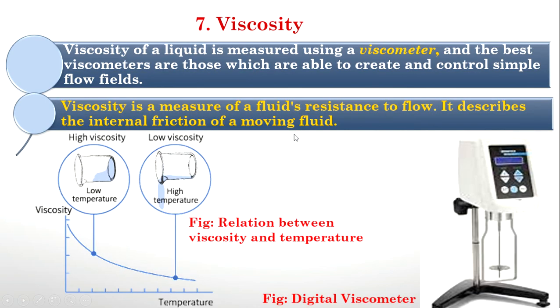And another important parameter is viscosity. Viscosity is measured by using a viscometer. We all know that viscosity is the resistance to flow, a liquid's resistance to its flow, and it also describes the internal friction of a moving fluid. Viscosity is always inversely proportional to temperature. When temperature increases, viscosity decreases. There is an instrument known as a viscometer which is used to measure the viscosity. This figure shows a digital viscometer.